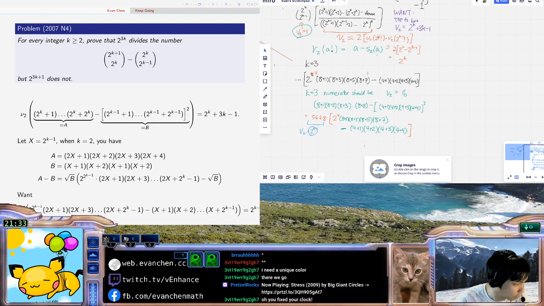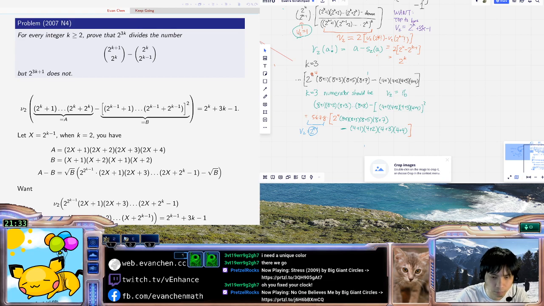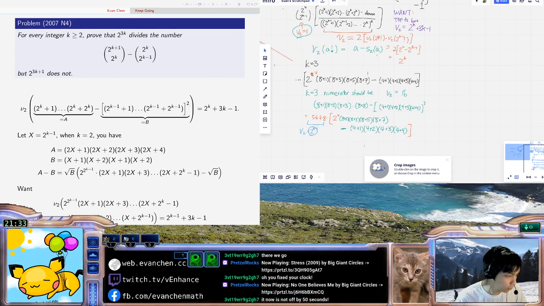You fixed your clock. Yeah, it's actually a script now. Before I was doing something much more stupid, but now it should correctly display the time. It's not off by 50 seconds. Yeah.